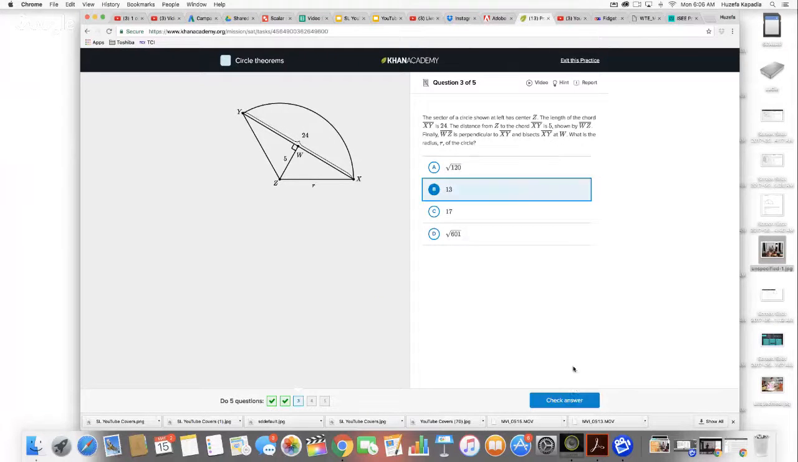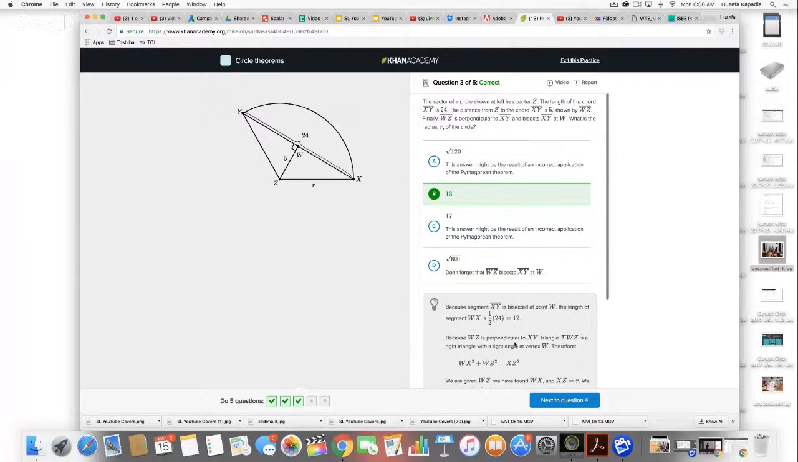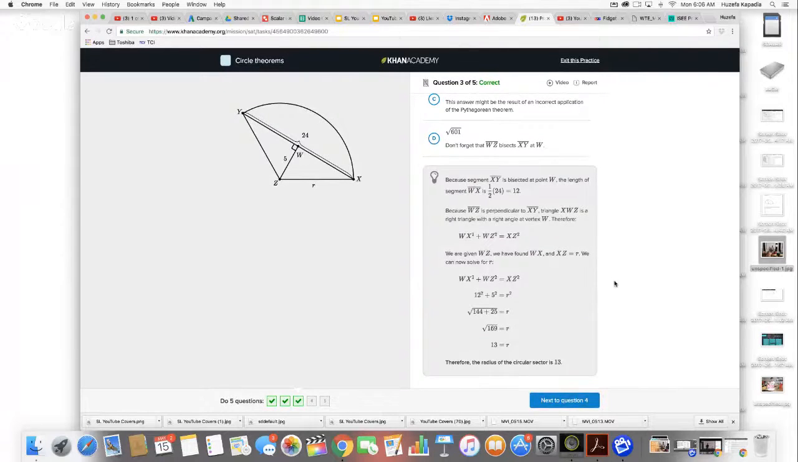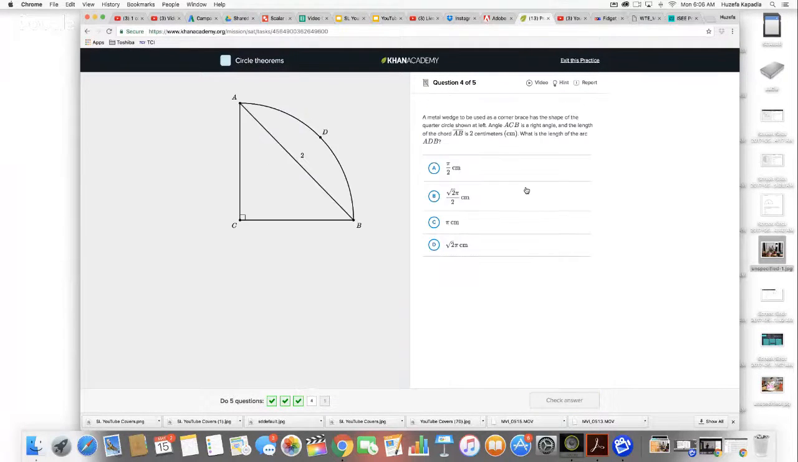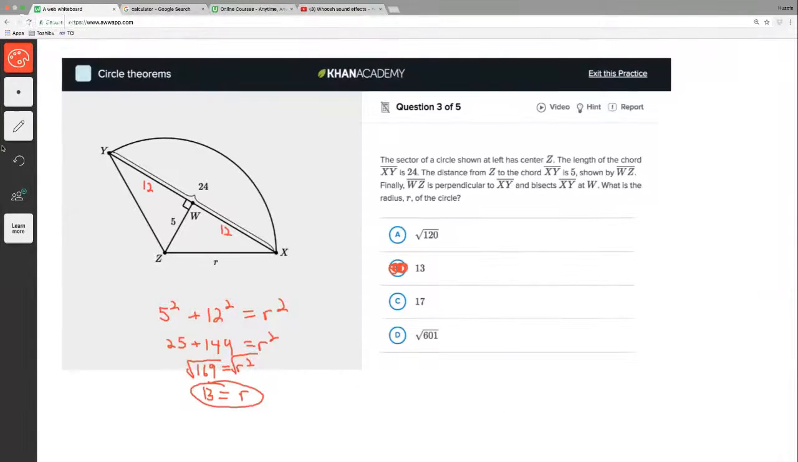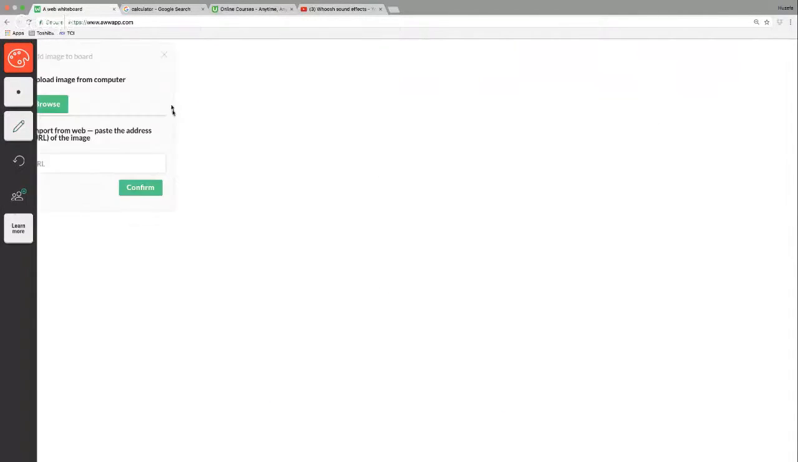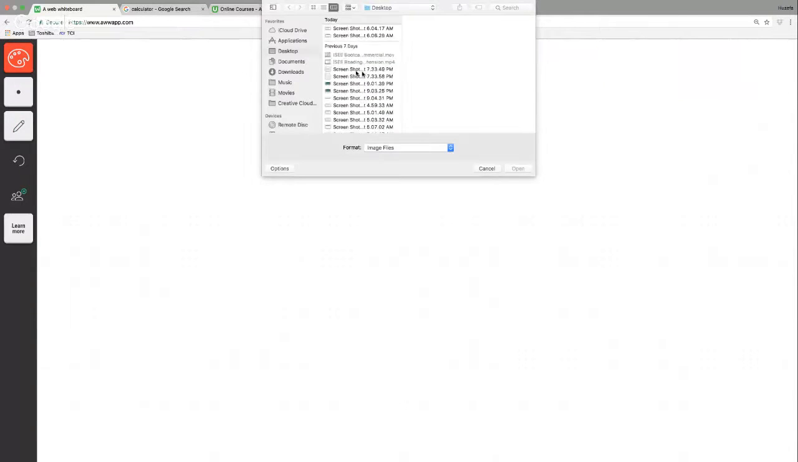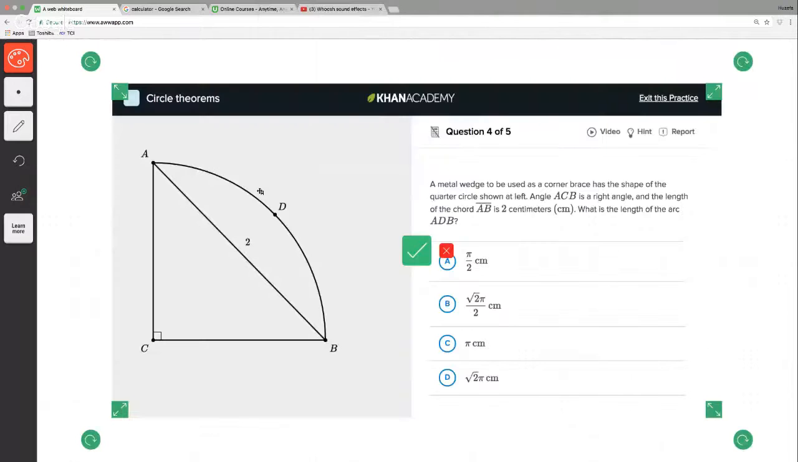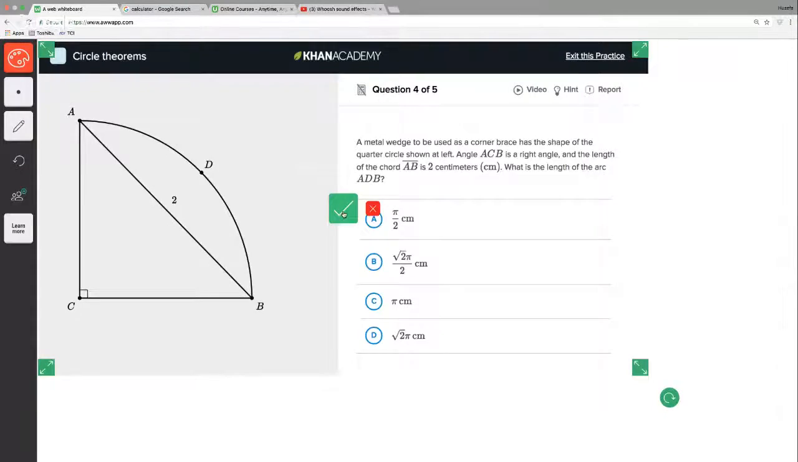This was far easier than the other two. Yeah, they did Pythagoreans as well. So they literally threw in one that was not so bad. Not so bad. All right, let's try number 4 here. Number 4. Here we go.